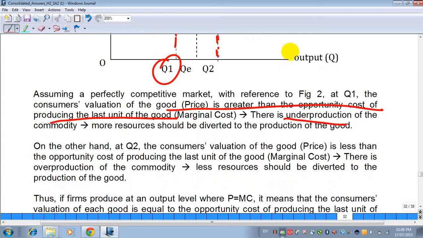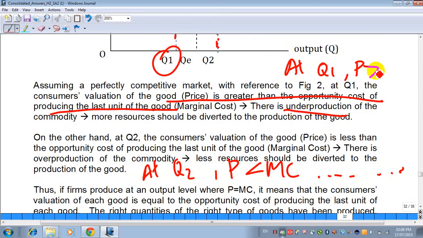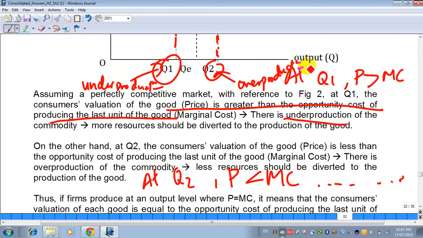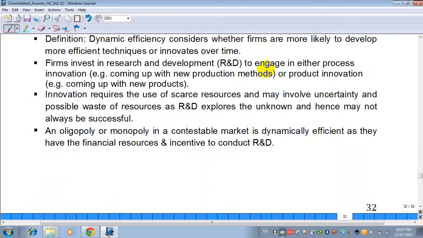All right, and this is something that you must do. At Q2, P less than MC, and you elaborate. At Q1, P greater than MC, there's an underproduction. To show that at these two points, at Q1 there's an underproduction, at Q2 there is an overproduction, which means that QE is the one where there is allocative efficiency. It is the output where the right quantity is being produced. Now I'm not going to elaborate on dynamic efficiency because I think that everyone knows.